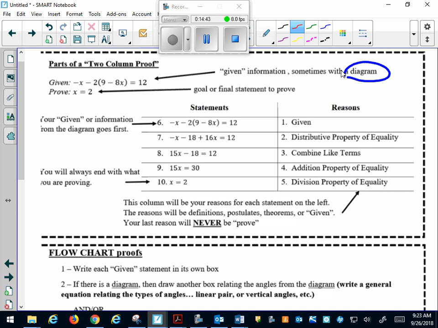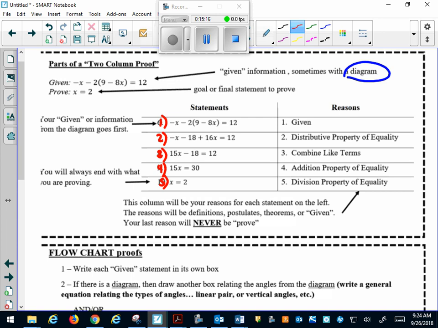Your given goes first. Your proof should be your last statement. Notice your last statement's reason is never proof, although your first statement's reason is given. Okay, so never, ever, ever write the word prove as a reason. That's not a reason. I just want to point out that these should be numbered, and these numbers seem to have gotten messed up. But all of these numbers should match, the statement column should match the reason column.